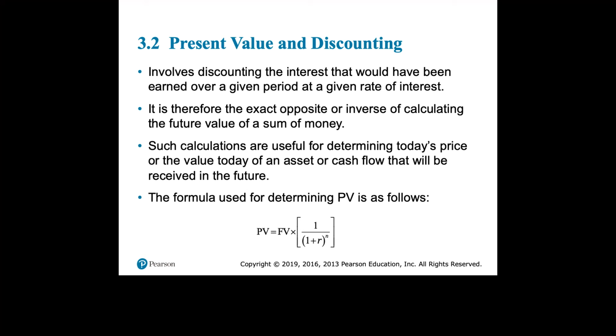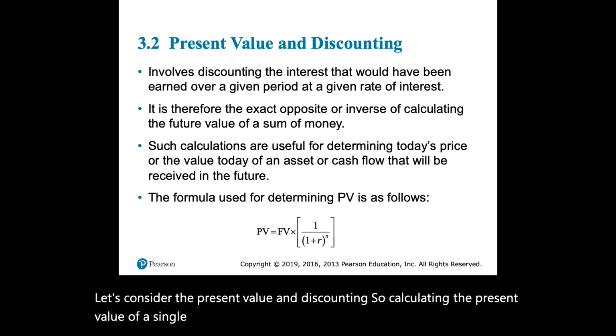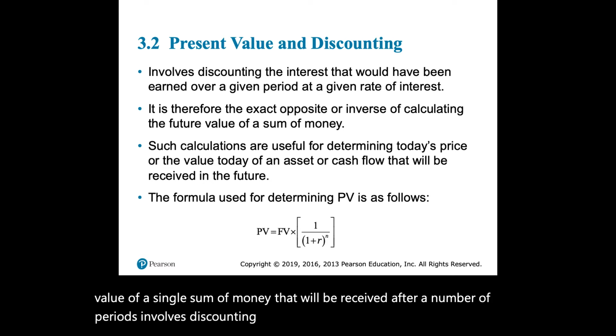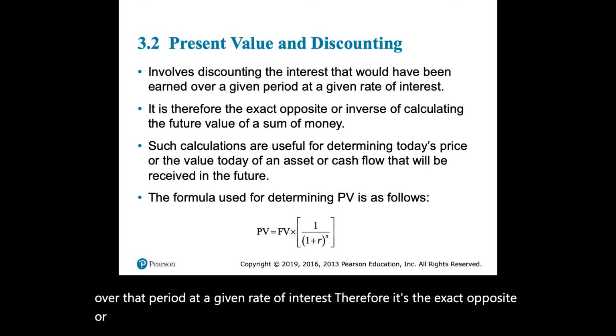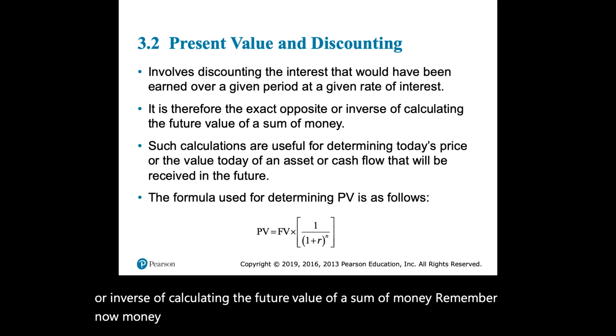Now let's consider the present value and discounting. So calculating the present value of a single sum of money that will be received after a number of periods involves discounting the amount of interest that has been earned over that period at a given rate of interest. Therefore, it's the exact opposite or inverse of calculating the future value of a sum of money. Remember, now money is moving backwards.